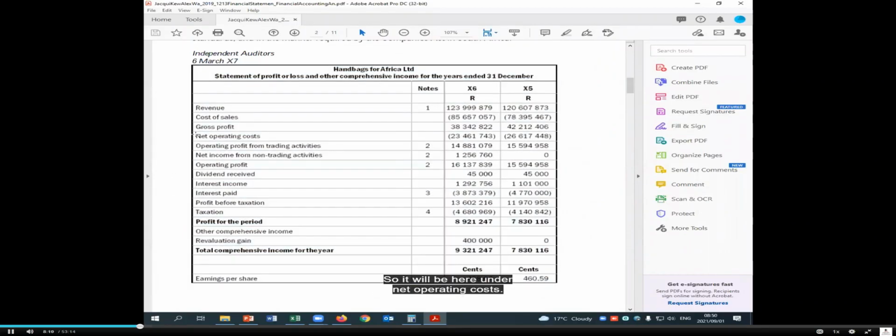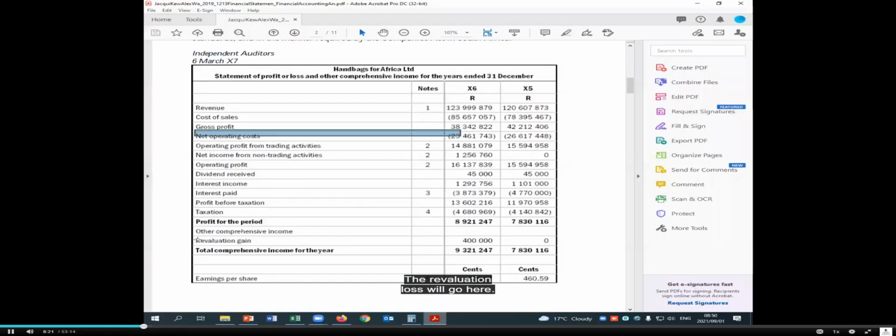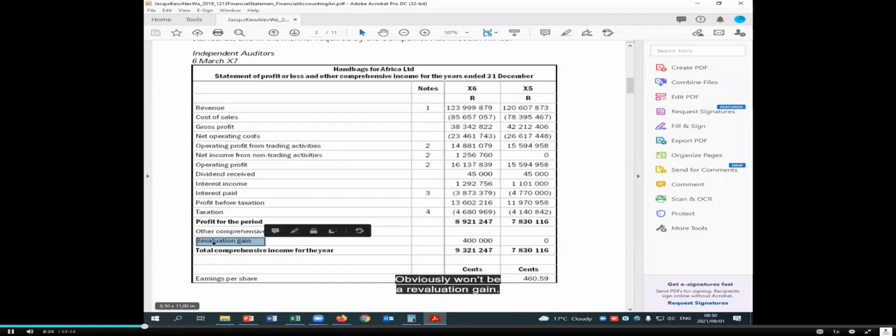So it will be here under net operating costs, right? Profit and loss section. The revaluation surplus decrease, the 500,000 revaluation loss, will go here under other comprehensive income. Obviously, it won't be a revaluation gain, it will be a revaluation loss of 500,000 in brackets.